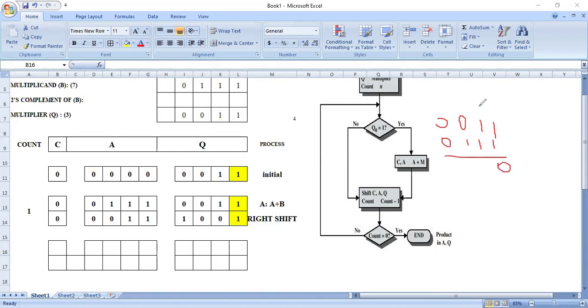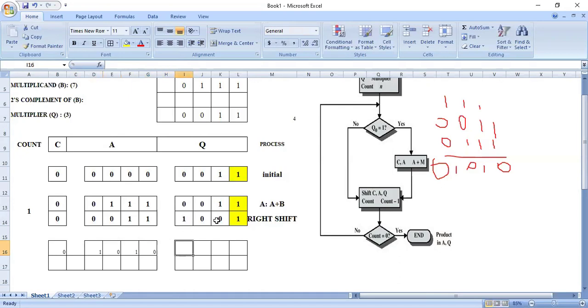So 0 with carry. 1 plus 1 plus 1 is 3, so 1 with carry. 1 plus 1 is 2, so 0 with carry. And here it's 1. So on adding A plus B, we are getting 1, 0, 1, 0 without any carry. So there is no carry here. I'm mentioning it as no carry is generated, and then 1, 0, 1, 0 has been made.